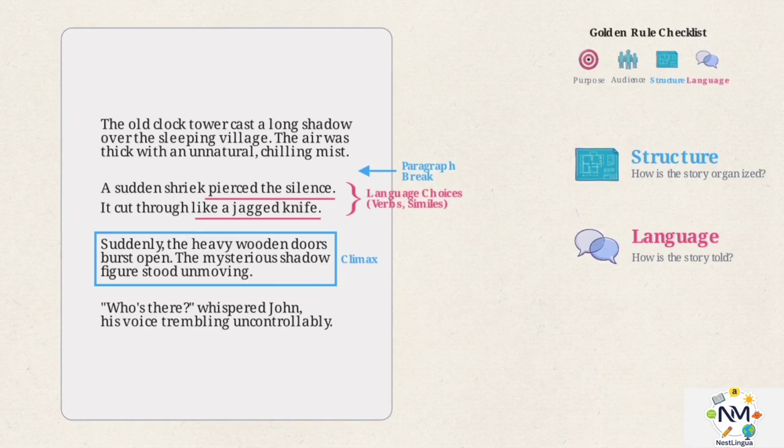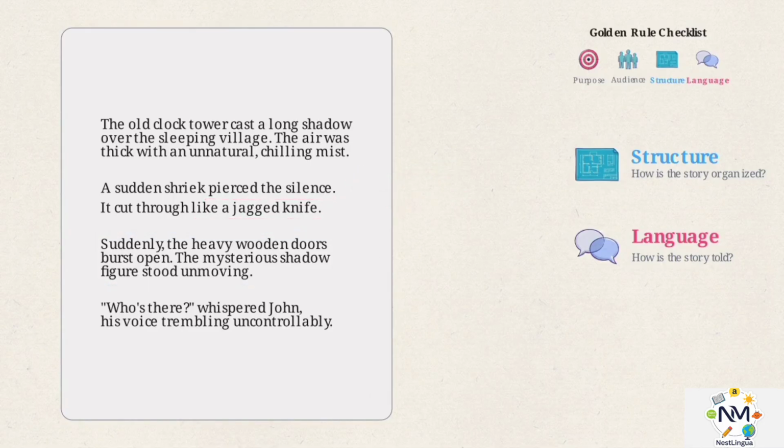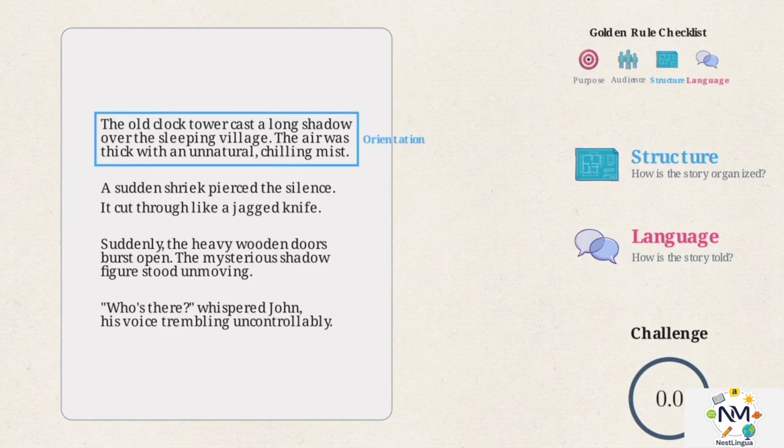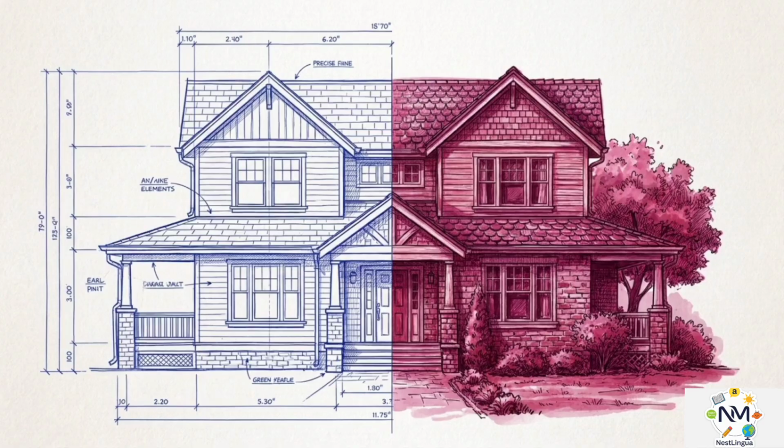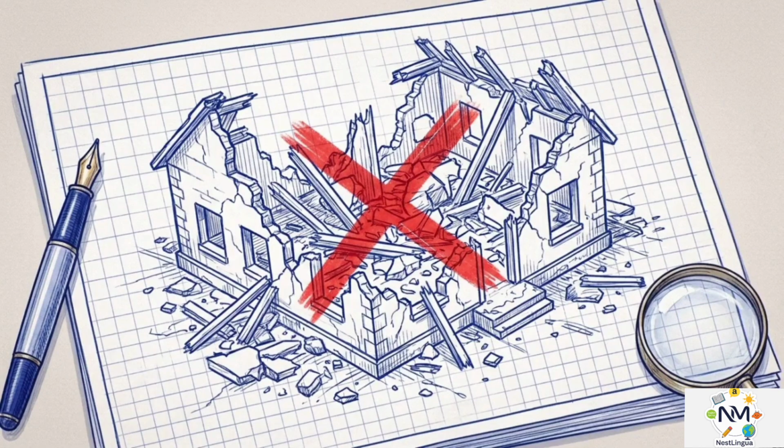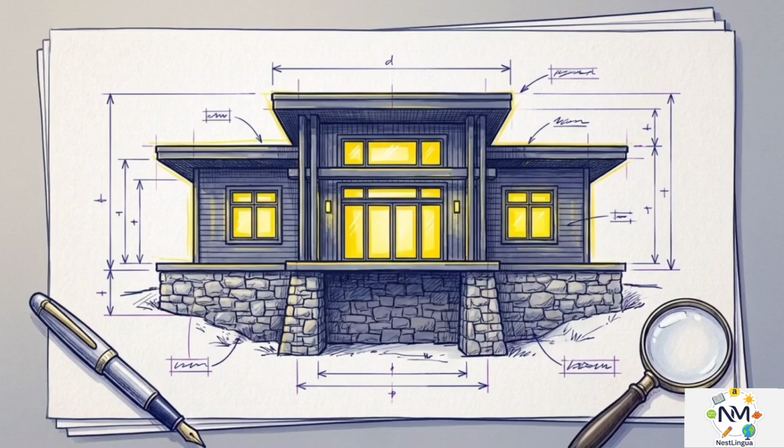Let's see if you can spot these yourself. Find one more structural feature and one language feature that we haven't highlighted yet. Ready? Go. Mira. The opening orientation is structure, and the dialogue is language. Correct, Mira. The shape of a story and the voice used to tell it are separate variables. Mastering one does not compensate for failing the other. You need both to create a successful piece of writing.